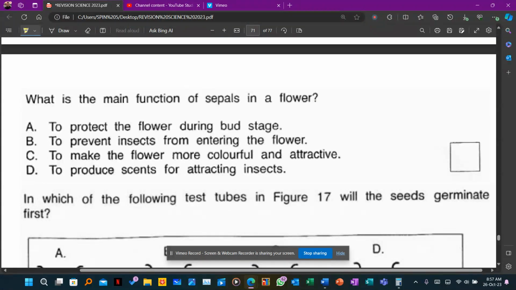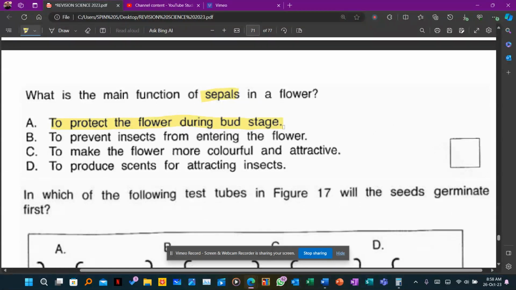Next one is the function of sepal. Sepal is the green part of the flower before it opens up, or what we call the budding stage. This sepal is to protect the flower during the budding stage. Once the flower is open, it just stays at the bottom. It doesn't do anything except support the flower.